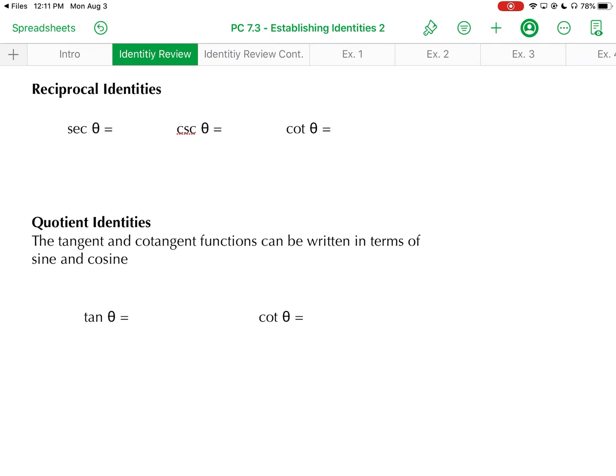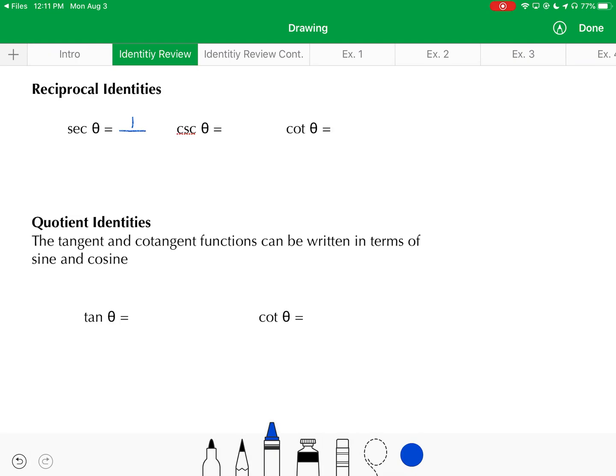So starting with the reciprocal identities, recall that secant of theta is the same as 1 divided by the cosine of the same angle theta. Cosecant of theta is the same as 1 over sine of theta. And cotangent is the same as 1 over tangent of theta.